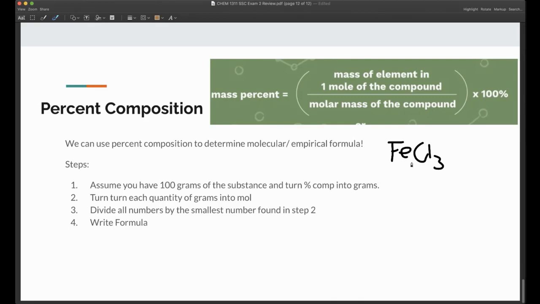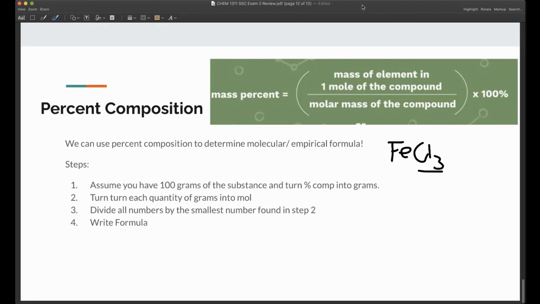Likewise, if we wanted to find the percent composition of Cl, we just take the mass of 3 of the chlorines, because there are 3 of them, over the total mass, which is just the 3 chlorines plus the iron, times 100. You can actually use percent composition to determine the molecular or the empirical formula. Usually in the problem they'll give you the percent composition, say 40% iron and 60% chlorine or something like that. And then you can go ahead and turn that into its empirical formula.